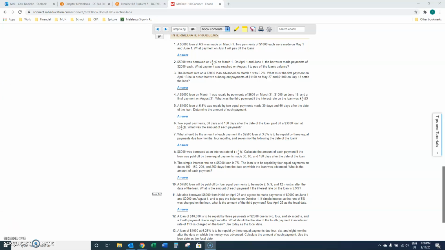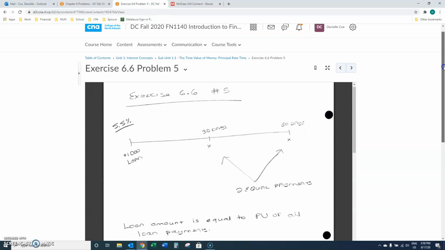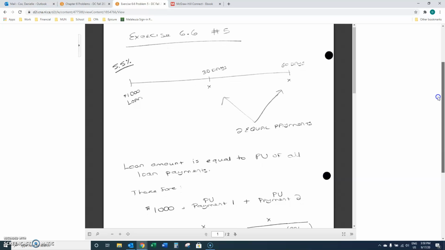So again, go back to your timeline to figure out what it is we're trying to calculate here. So I posted this one. So we have a $1,000 loan that's going to be repaid in two equal payments, one in 30 days, one in 60 days. And we're told the loan was at 5.5%. Yes, right here. So I jotted that down. So now we need to determine what's the value of X.